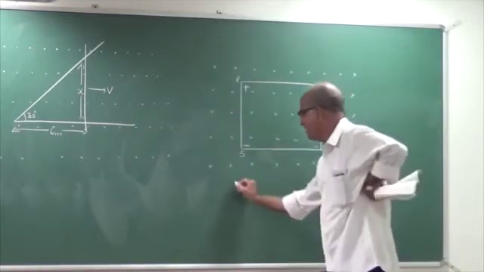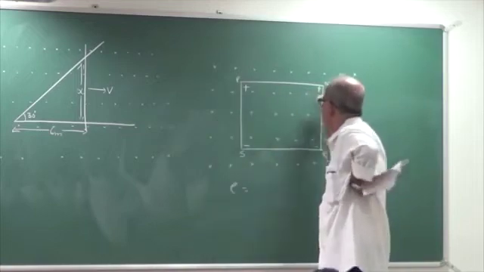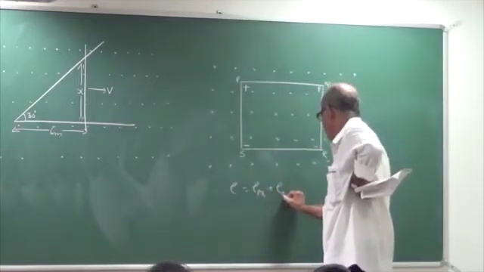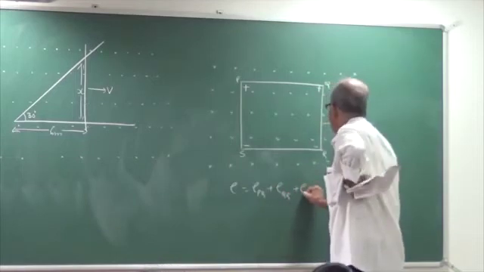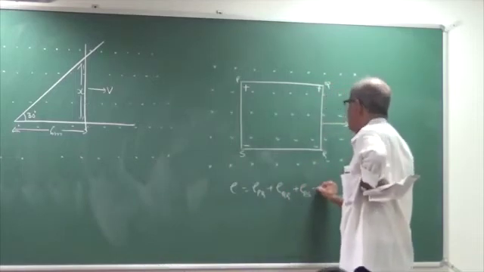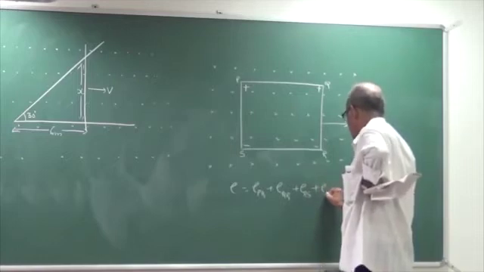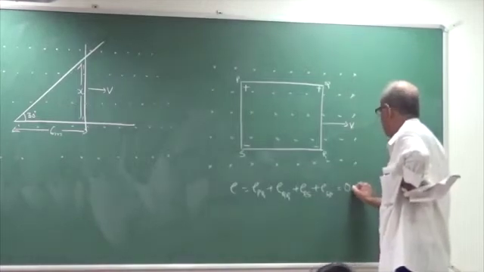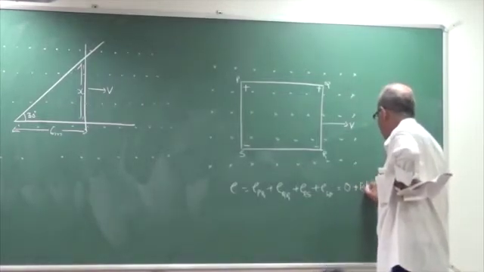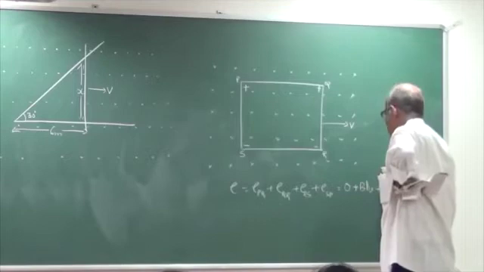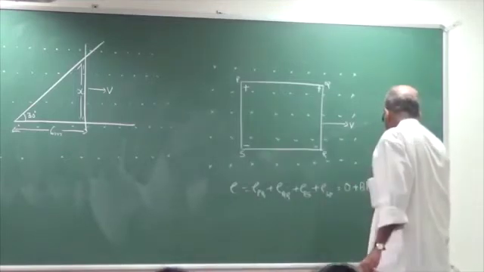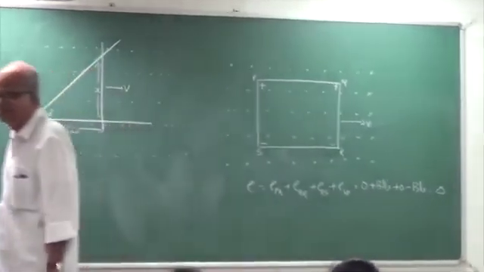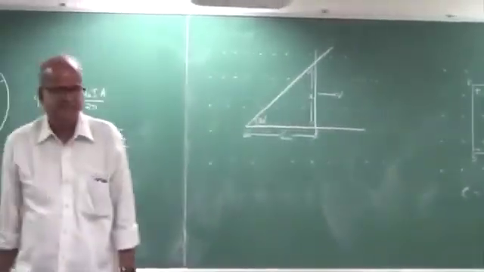So what is the total EMF induced in this loop? EMF induced in PQ plus EMF induced in QR plus EMF induced in RS plus EMF induced in SP. EMF induced in PQ is 0, in QR is BLV, in RS is 0, here minus BLV, which is 0. Do you agree?